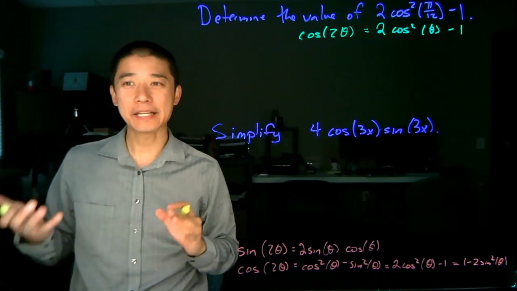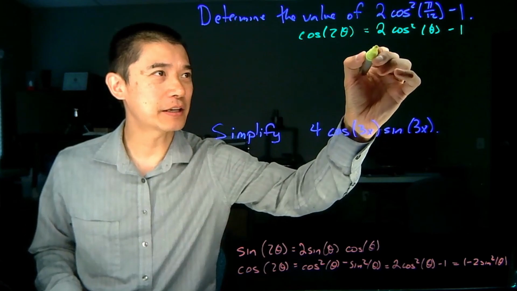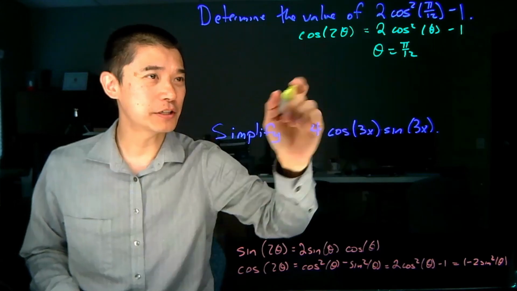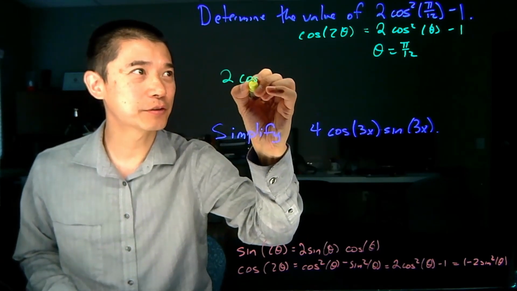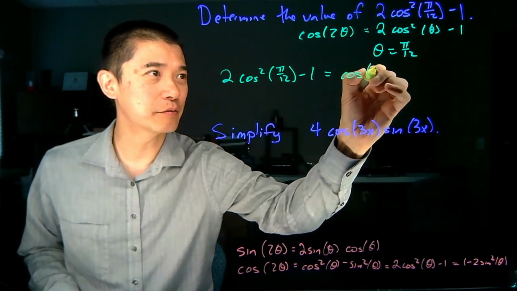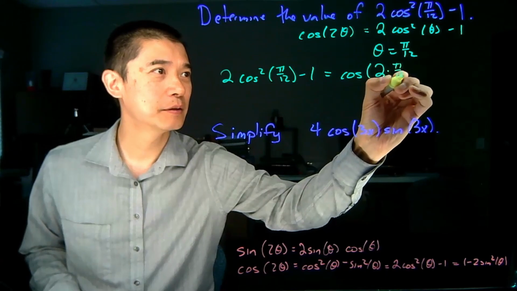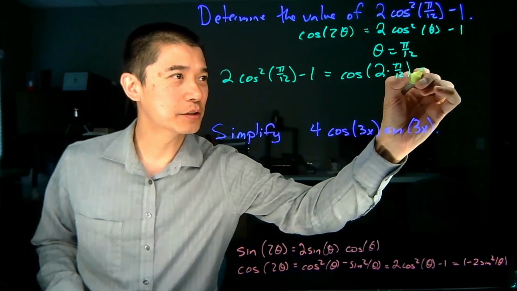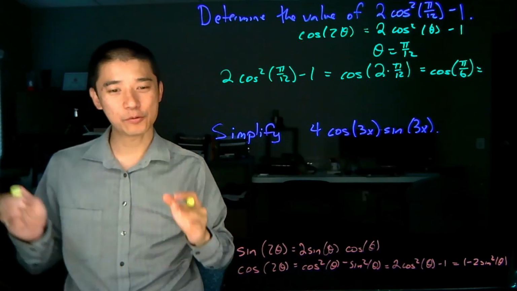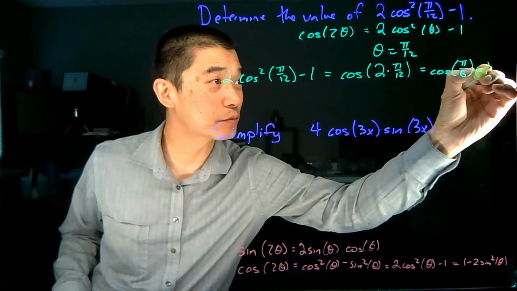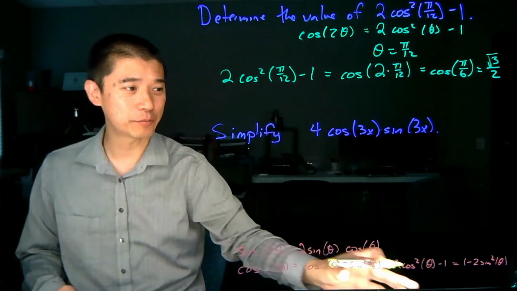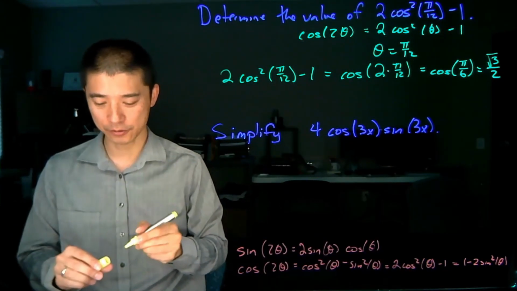Now at this point, we have to identify the value of theta. We can see right here that theta is equal to pi over 12. And now when we plug this in, we get that 2 cosine squared pi over 12 minus 1 is equal to cosine of 2 times theta, 2 pi over 12, which is cosine of pi over 6. And then we think back to the unit circle diagram or the chart. Cosine of pi over 6 is the square root of 3 over 2. Once again, just matching the formula with the one down here, figure out the correct substitutions.